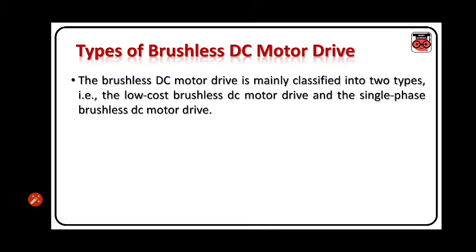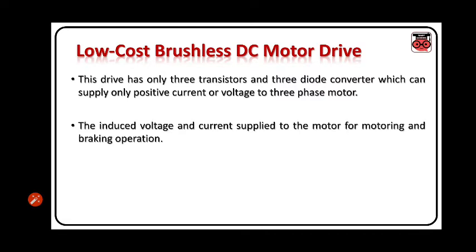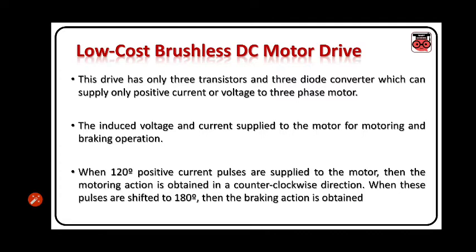The brushless DC motor drive is mainly classified into two types: the low-cost brushless DC motor drive and single-phase brushless DC motor drive. The types are explained below in detail. First, low-cost brushless DC motor drive. This drive has only 3 transistors and 3 diodes in the converter which can supply only positive current or voltage to the 3-phase motor. The induced voltage and current supplied to the motor for motoring and braking operation are shown.